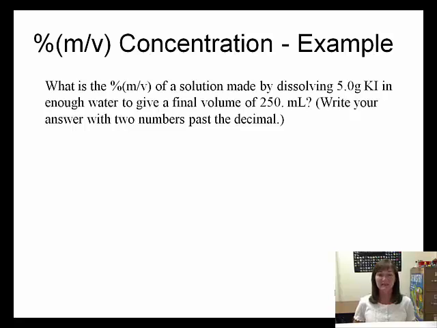So here is an example. What is the percent mass volume of a solution made by dissolving 5 kilograms of potassium iodide in enough water to give a final volume of 250 milliliters? Write your answer to 2 numbers past the decimal. So why don't you go ahead and pause this video and see if you can get that previous formula and plug it all in correctly.